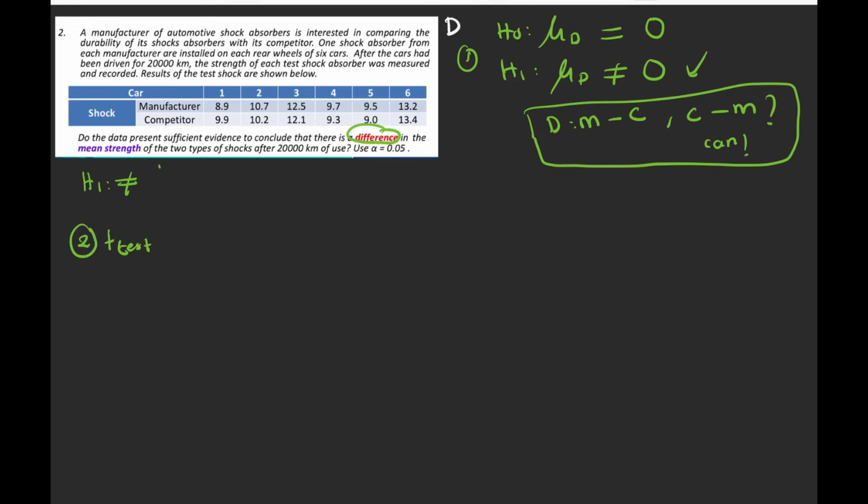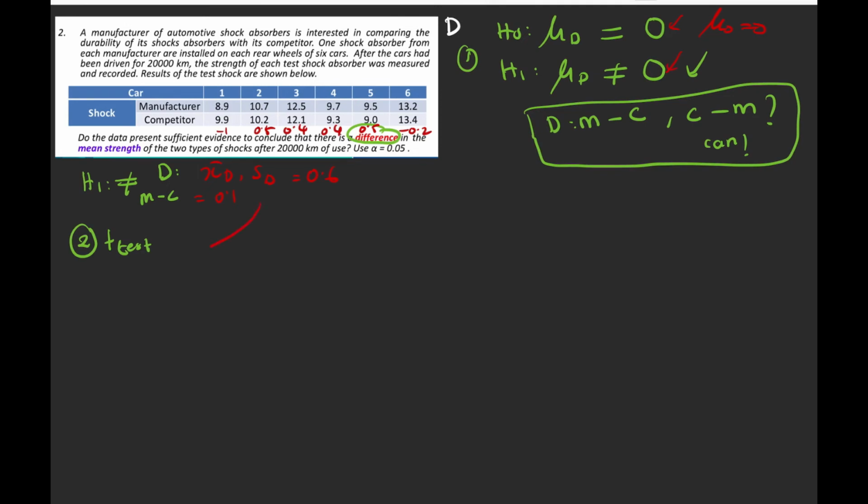So for now, you have to find the D first. My D is manufacturer minus competitor. So 8.9 minus 9.9, I will get negative 1. 10.7 minus 10.2, I will get 0.5, 0.4, 0.4, 0.5, negative 0.2. Okay, from this D, I will get the X bar D and the SD. So my X bar D is equal to 0.1 and my SD is equal to 0.6. Mu naught equals 0. So this one is your mu naught.